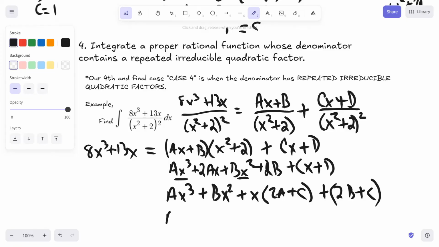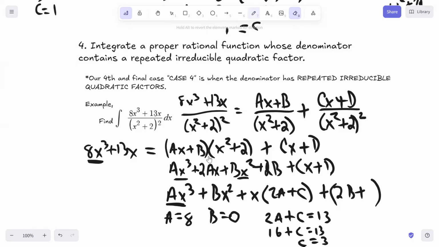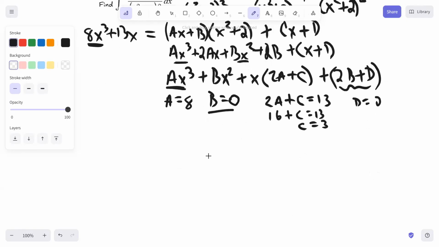So I know that a has got to be equal to 8. I know b is going to be 0 because there is no x squared term. The 2a plus c has to equal the coefficient of x, which is 13. So a is 8, so that's going to be 16 plus c equals 13. So c equals negative 3. This should have been a c right there. So the 2b plus d has to equal 0. If b is already 0, then d equals 0 as well.